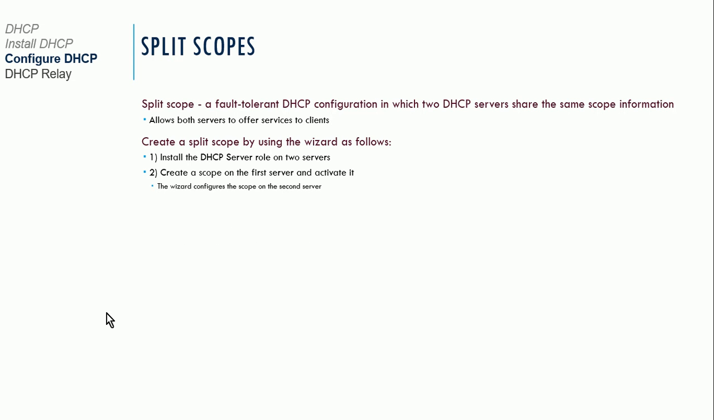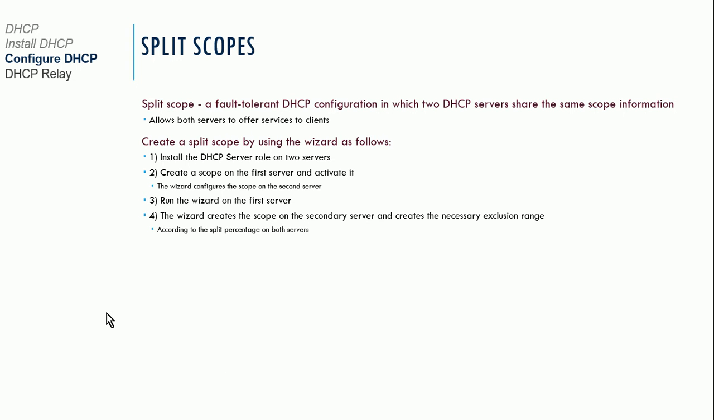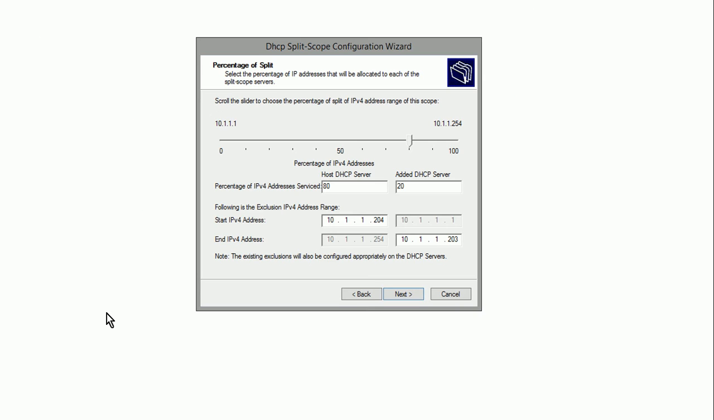You install the DHCP server on both of your servers. You create a scope on the first server and you activate it. The wizard is going to configure the scope on the second server, so you run the wizard on the first server. The wizard creates the scope on the secondary server and creates the necessary exclusion range according to the split percentage on both servers, and then it creates reservations on both servers.